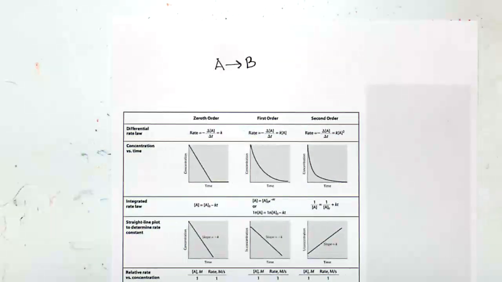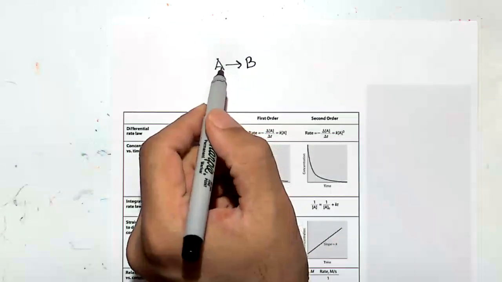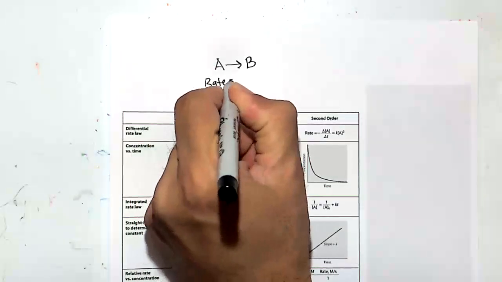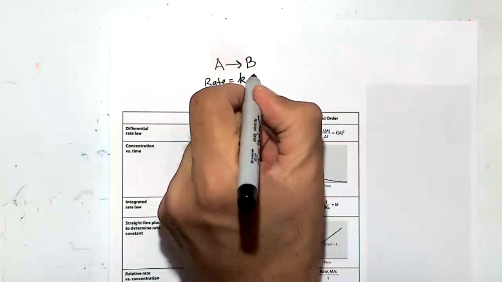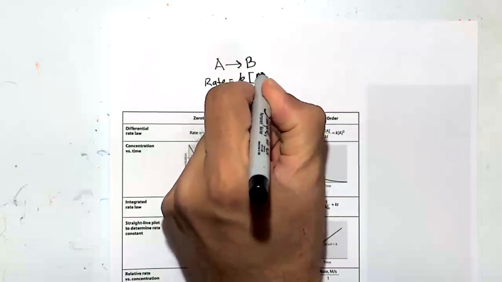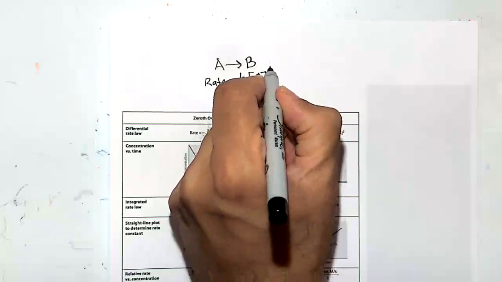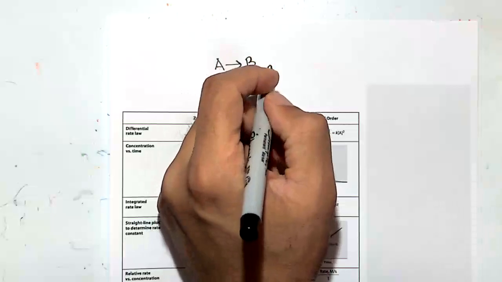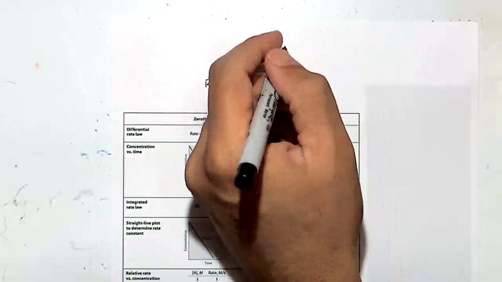Pretend you have a reaction A goes to B. Okay, so this A can decay. The rate law is going to be K times the initial concentration of the starting material, reactant A, raised to its order of decay. This A, lowercase a, the exponent, is the order of decay.